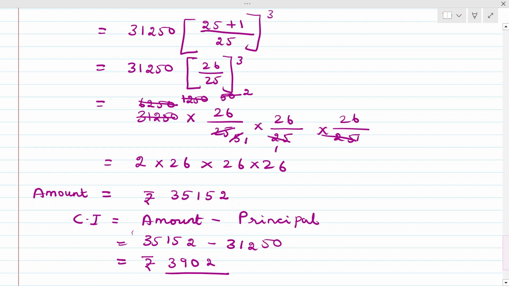The only thing we have to remember is the formulas. In the next video, I will make some complicated problems based on this compound interest.